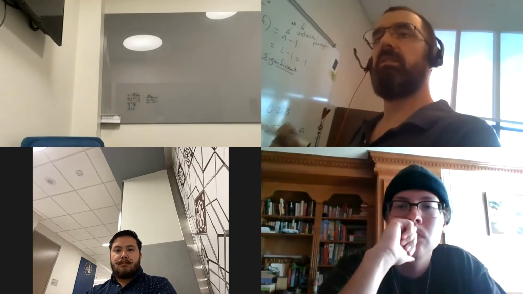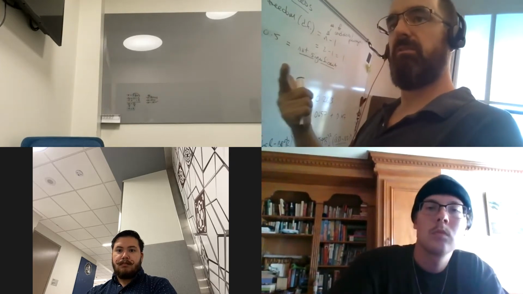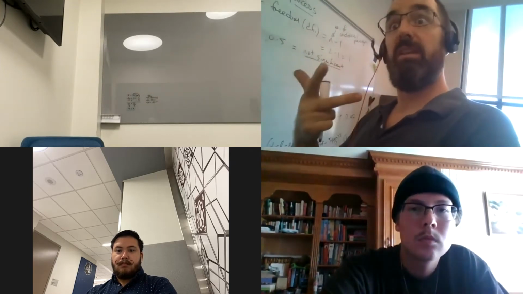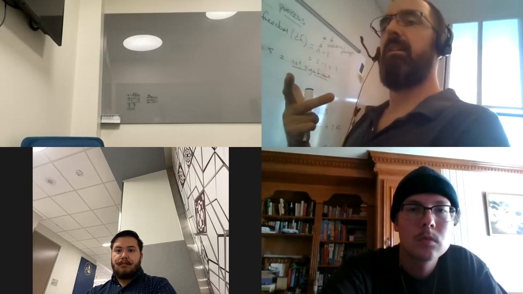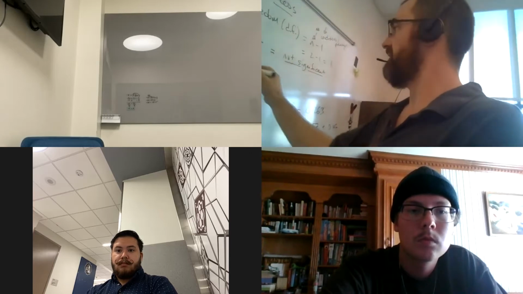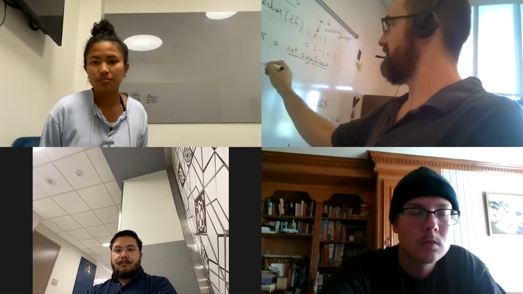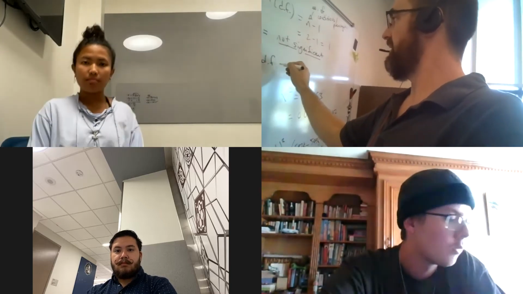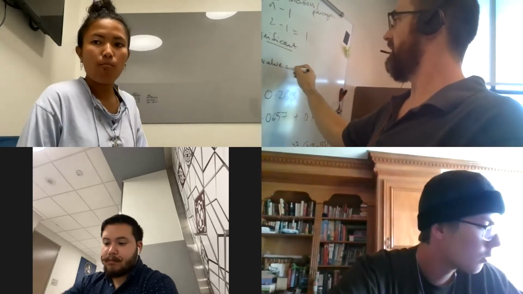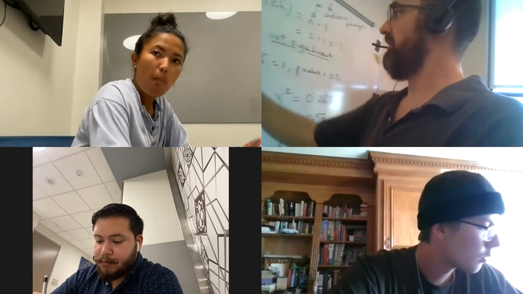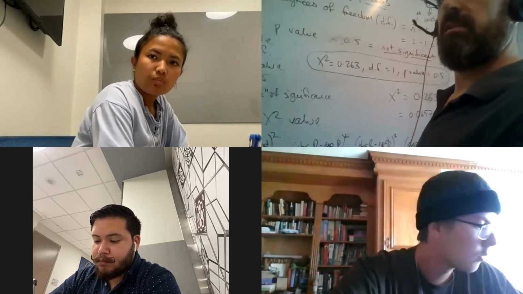So to properly report a chi-squared test, you have to have the chi-squared value, the degrees of freedom, and the p-value. You've got to have those three things. P-value alone, maybe, I guess, but really you should be putting the three things down. So chi-squared is 0.263. Degrees of freedom equals 1. P-value equals 0.5. And that is a chi-squared test.